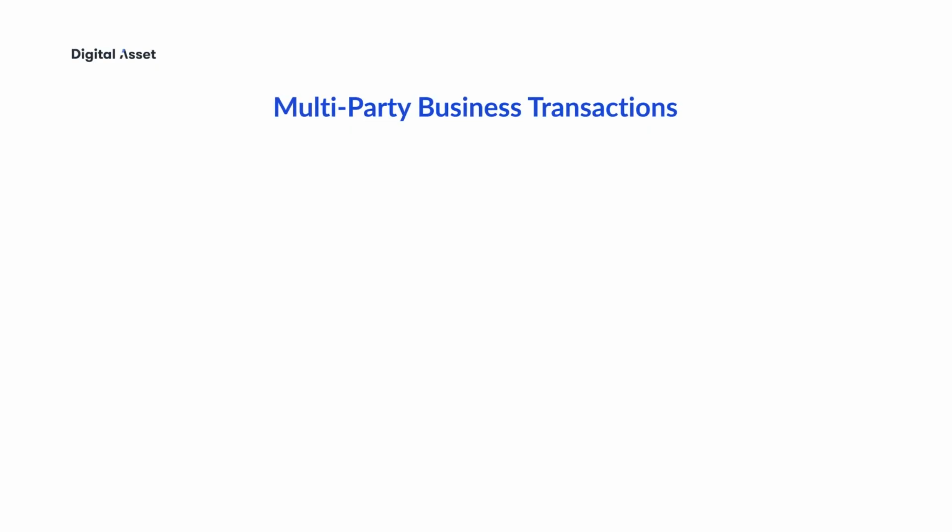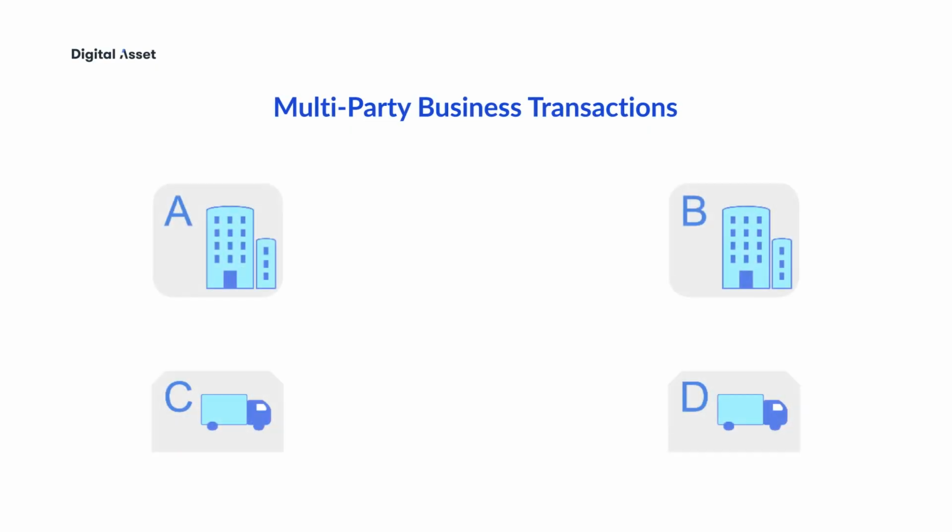Let us start with a simple scenario in which multiple parties need to interact with each other in a business transaction. Let us say that there are two manufacturers, A and B, manufacturing widgets, and two shipping companies, C and D, providing shipping services to A and B.